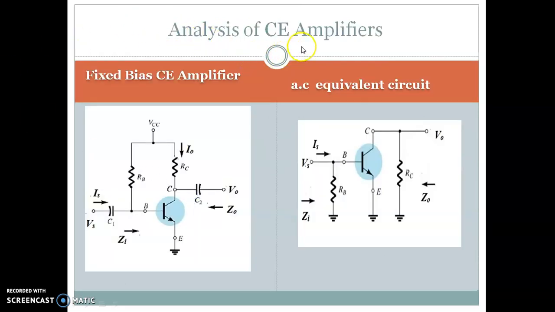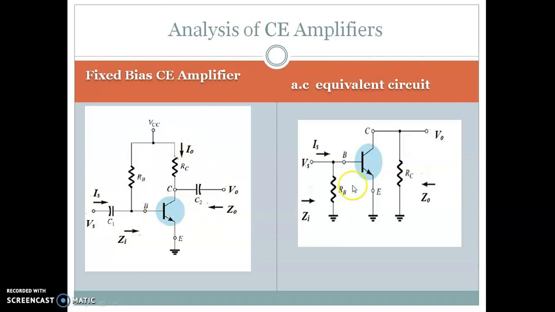So next we take up your CE amplifiers. I take up only the simplest biasing circuit, that is your fixed bias CE amplifier. Here we have used coupling capacitors. The coupling capacitors will block any DC component from your input source, avoiding any DC component entering your amplifier. Therefore the operating point is preserved. These coupling capacitors act like a short circuit for your AC variation.